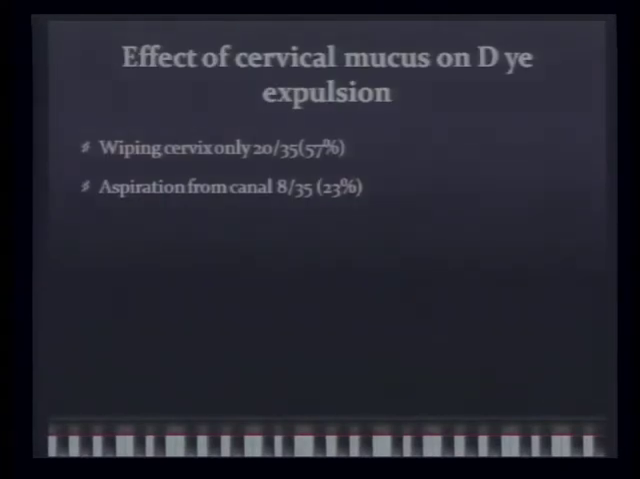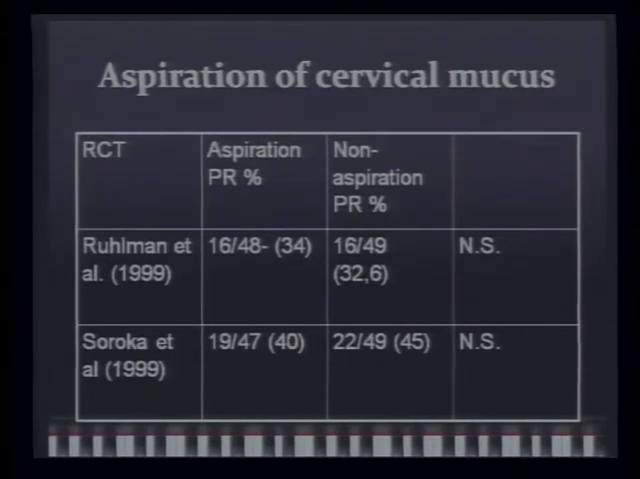Effect of cervical mucus on dye expansion: wiping the cervix only, the pregnancy rate is 57%. Aspiration from the canal, the pregnancy rate is 23%. I'm only summarizing that. And then RCT studies, there are two RCT studies going on with aspirated and non-aspirated cycles. There is no difference at all when you aspirate the mucus or when you don't aspirate the mucus.